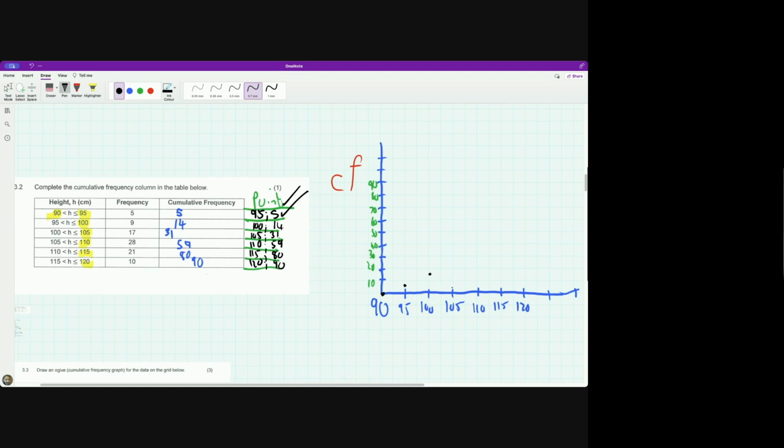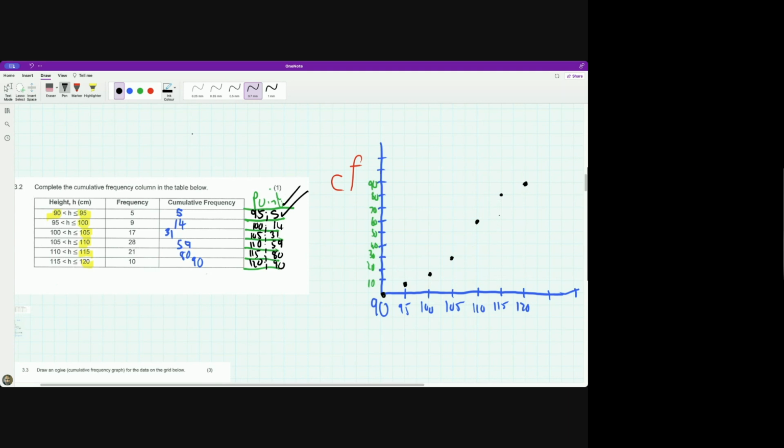One oh five, 31, 110, 59. Well, that jumped up quite a lot. 115, 80, 120, 90. So my data points look like that.